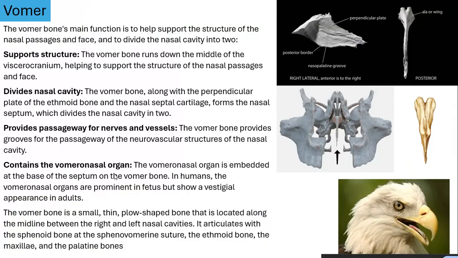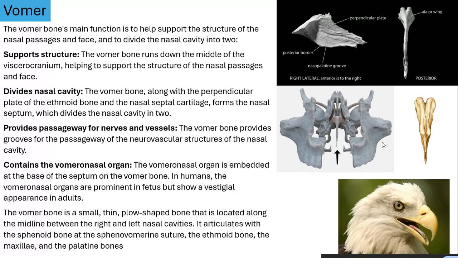Vomer. What is a vomer? Vomer actually looks like an eagle's beak. This is a vomer. Perpendicular plate. This is the posterior border. This is the nasopalatine groove. So this is a right lateral view, right lateral anterior view, and this is posterior. As you can see, it looks like a beak from the posterior side. So this little thing, that is a vomer.